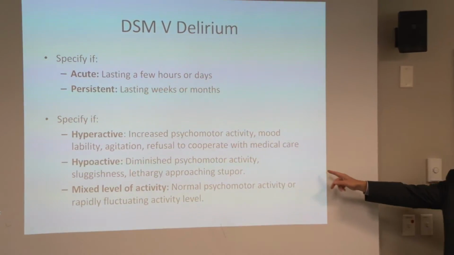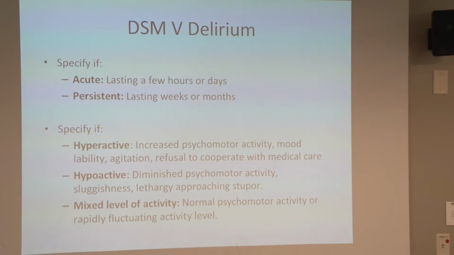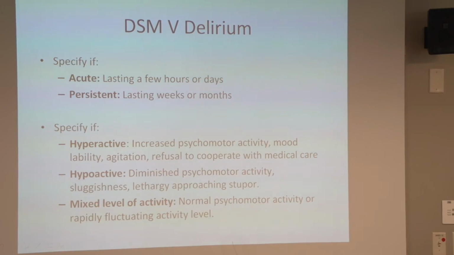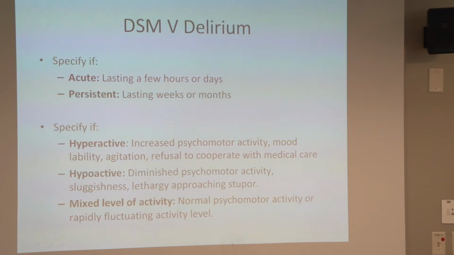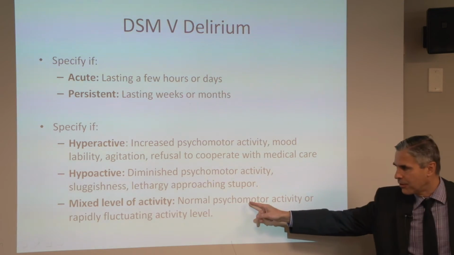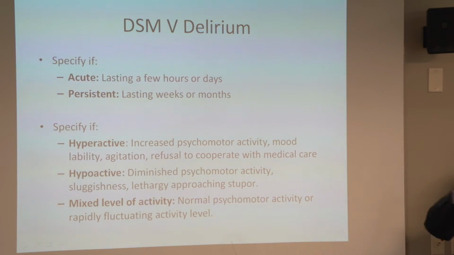And what I like, we can now talk about different kinds of delirium, hyperactive and hypoactive, which I think will be very helpful on the medical floors, because not everybody that works on a medical floor appreciates hypoactive delirium as delirium. And then mixed level of activity would either be for normal or what you'd think would be a mixed. So you do have to specify the level of activity with delirium in the DSM-5. And I like this. I think this is useful.